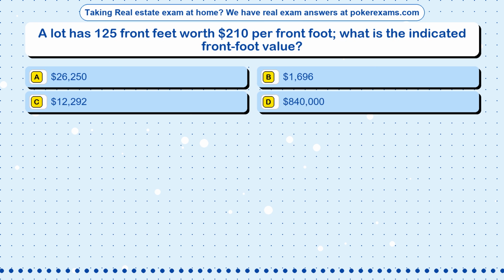Question 33. A lot has 125 front feet worth $210 per front foot. What is the indicated front foot value? Option A, $26,250. Option B, $1,696. Option C, $12,292. Option D, $840,000.